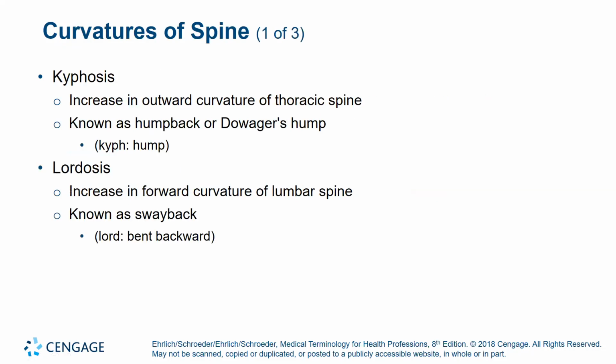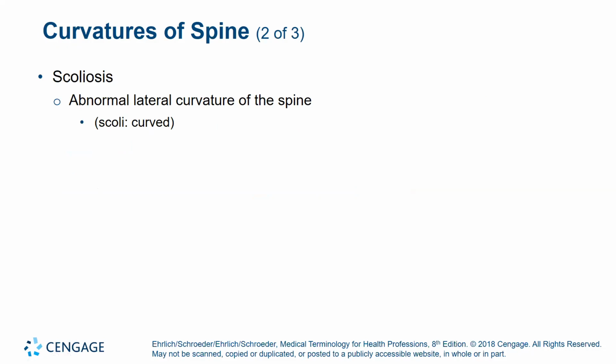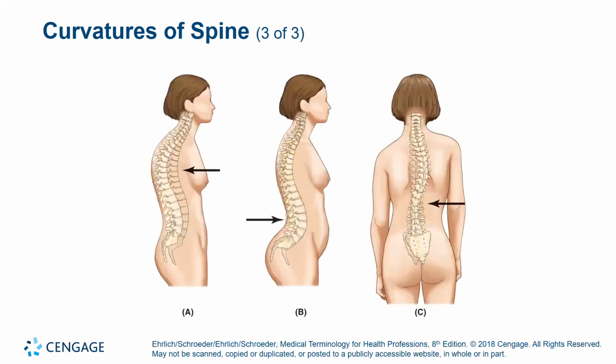Kyphosis, also known as humpback. Kyph is hump. Lordosis, also known as swayback. Lord is bent or backward. We have scoliosis. Scoli is curved, so it's abnormal lateral curvature of the spine. And in this figure here, you can see the first one we have here is kyphosis. Then we have lordosis, and then we have scoliosis. So these are abnormal curvatures of the spine.